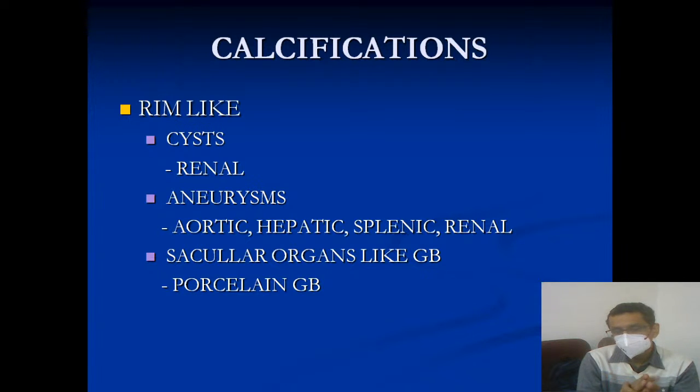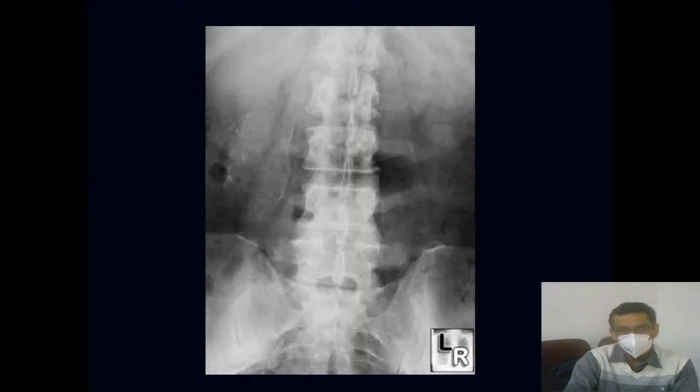Most common cause is cysts. Cysts are fluid containing structures. So any cyst anywhere in the liver, the spleen, the kidney may show a peripheral rim of calcification. Even aneurysms are dilated vessels. Aortic aneurysm, hepatic, any artery aneurysm can show wall calcification. Or some organs which are oval or rounded in shape, like the GB, if it is showing wall calcification like in porcelain GB, we can have this.